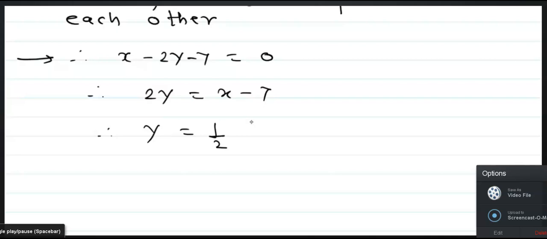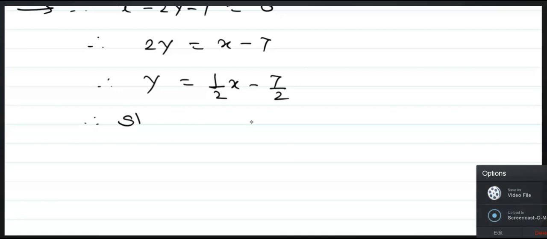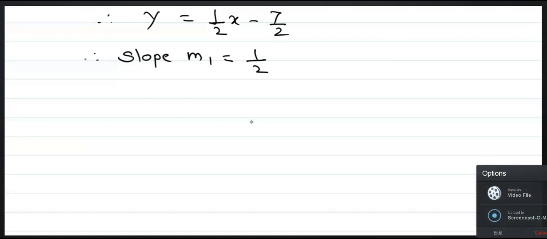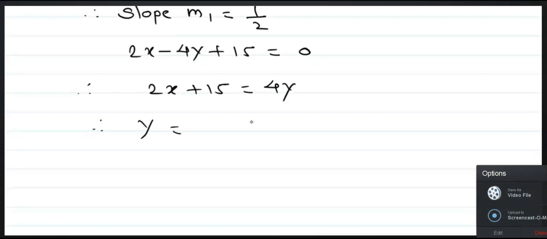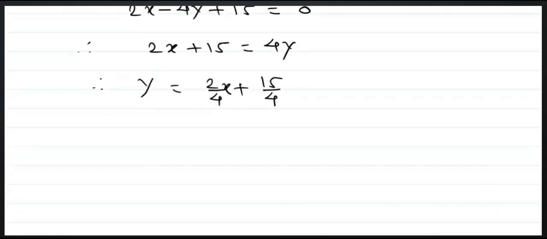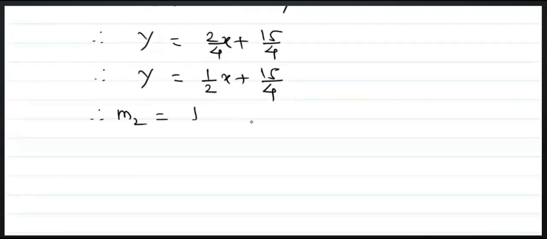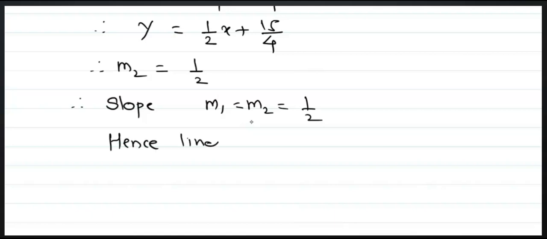Therefore, it is written as 2y is equal to x minus 7 and therefore y is equal to 1 upon 2 x minus 7 upon 2. Therefore, the coefficient of x is 1 upon 2 and the slope of the line m1 is equal to 1 upon 2. 2x minus 4y plus 15 is equal to 0 and therefore it is written as y is equal to 2 upon 4 x plus 15 upon 4, and that is y is equal to 1 upon 2 x plus 15 upon 4. Therefore, again the slope of the line m2 is equal to 1 upon 2 and hence the given lines are parallel.